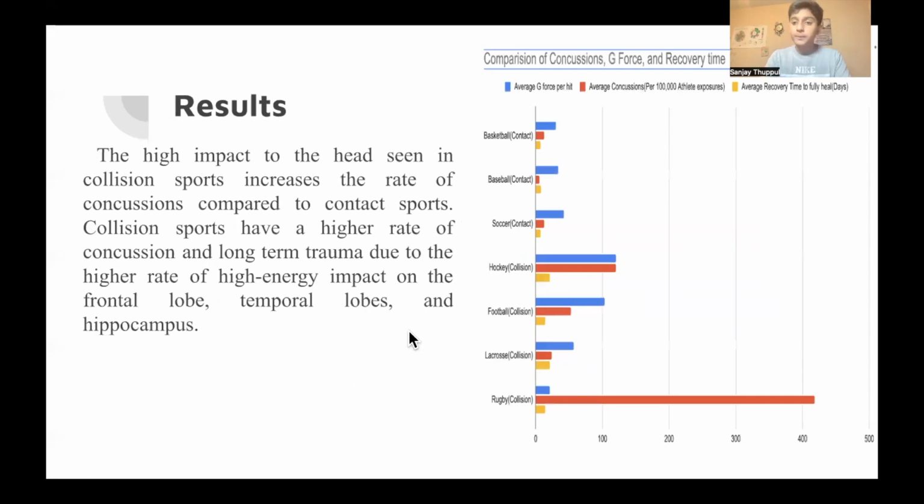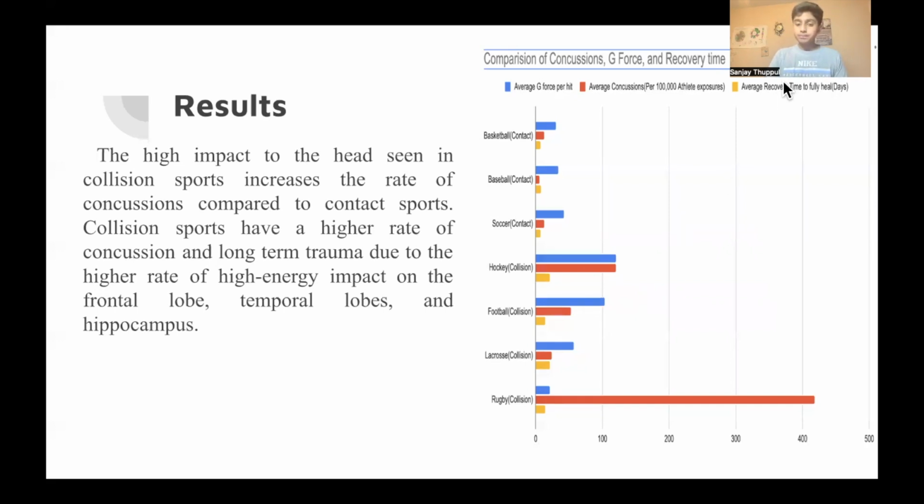Our results from this study were that the high impact to the head seen in collision sports increases the rate of concussions compared to contact sports. Collision sports have a higher rate of concussion and long-term trauma due to the rate of high energy impacts exerted on the frontal lobe, temporal lobes, and hippocampus.